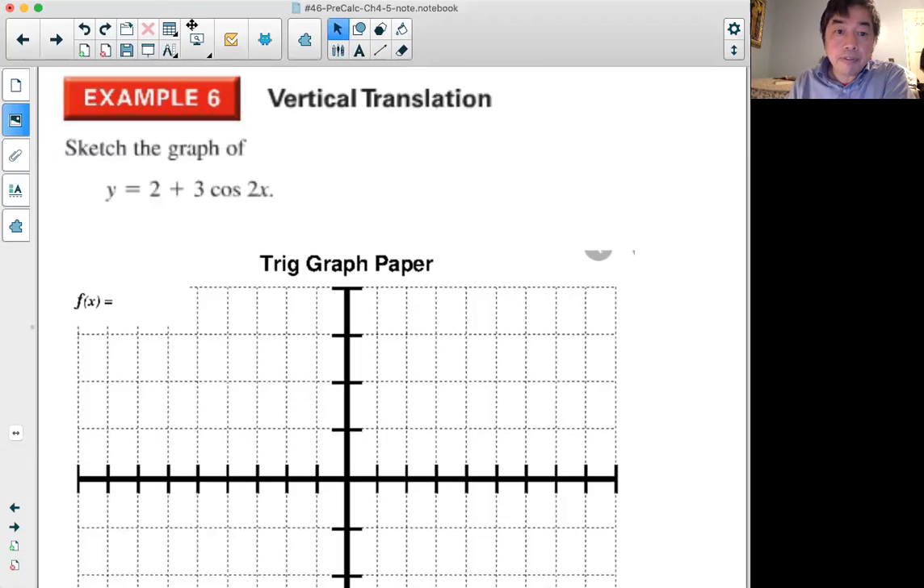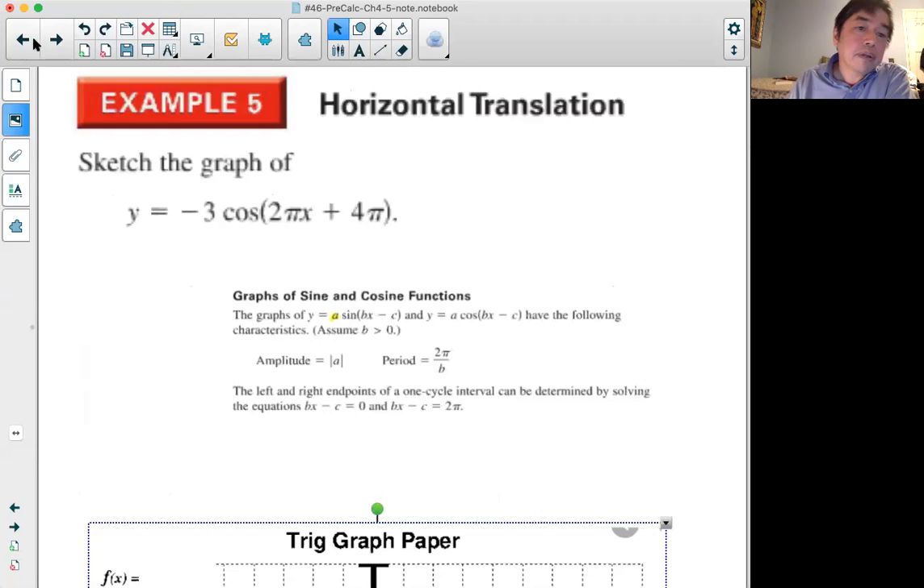Hi, this is asynchronous work for assignment 46 and chapter 4-5, example 5 and example 6. And I guess this is it. Okay, so example 5, we have to sketch this.